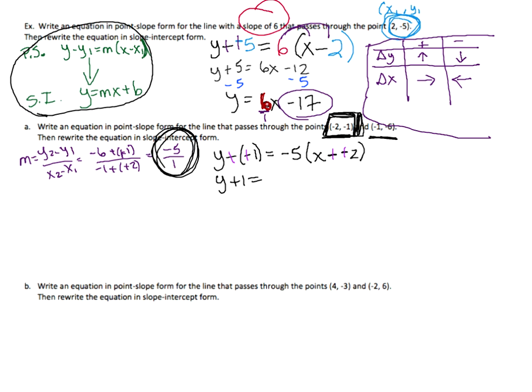So this is y plus 1 equals, I'm going to distribute that negative 5, negative 5x minus 10. Then I need to subtract 1 from both sides, and I get y equals negative 5x minus 11. This thing crosses the x-axis at negative 11. From the x-intercept, I would move down 5, right 1, to hit another point on the line.